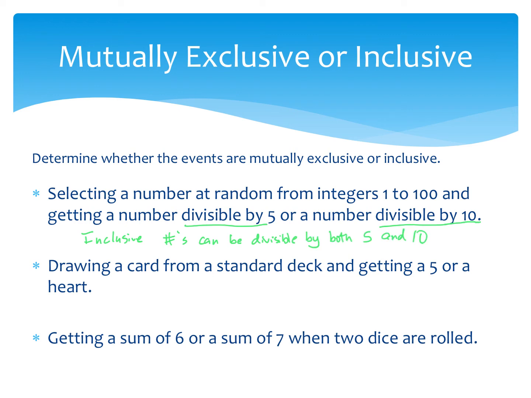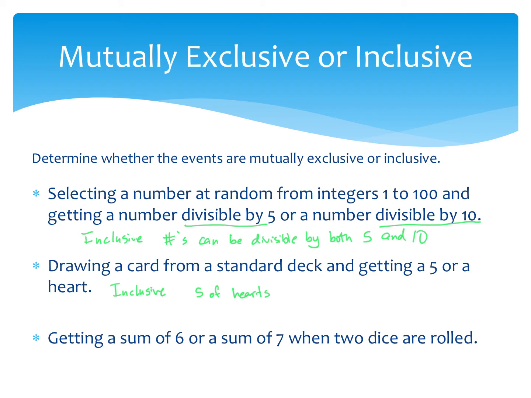Next one. When you're drawing a card from a standard deck and getting a 5 or a heart, the question is, can you draw one card and it be both a 5 and a heart? The answer is yes, it's the 5 of hearts. So again, this would be inclusive, because the 5 of hearts exists.